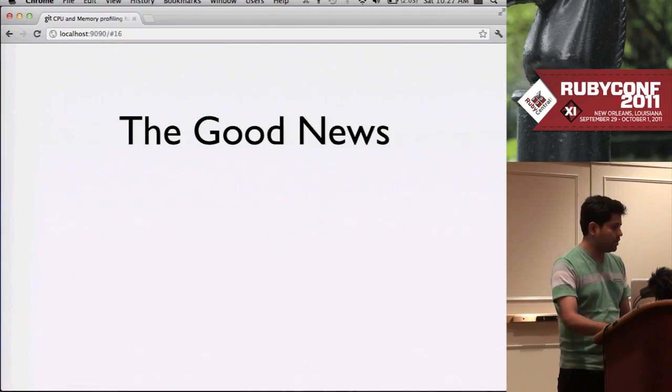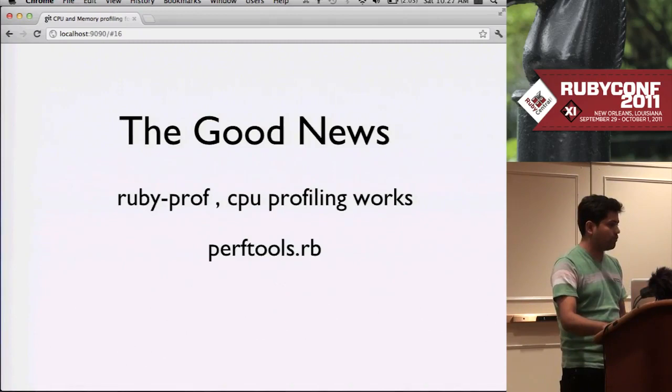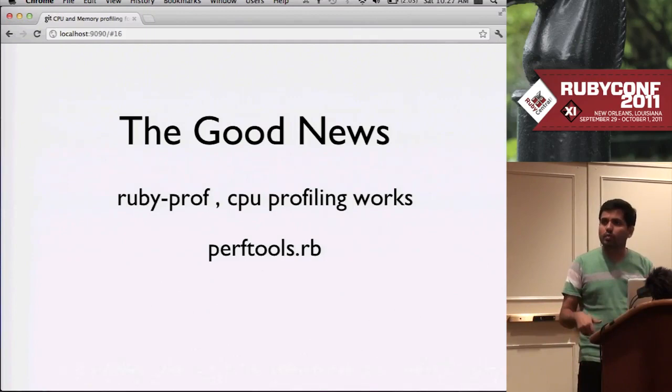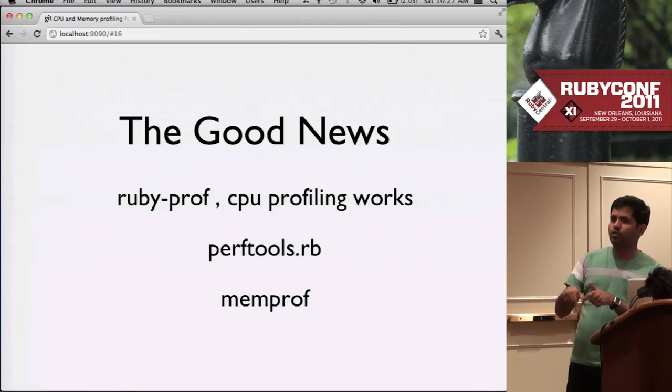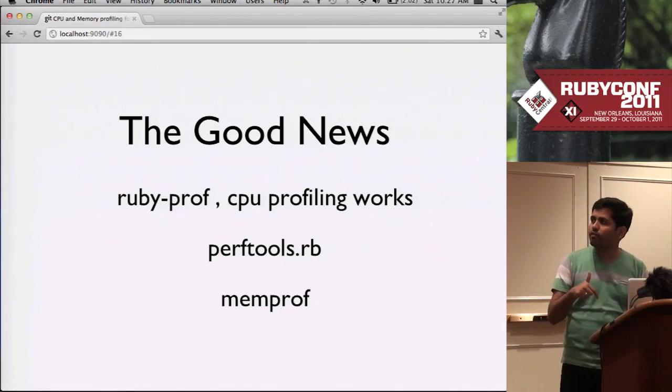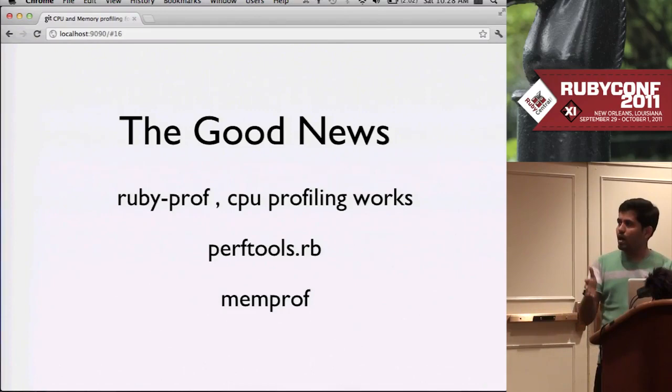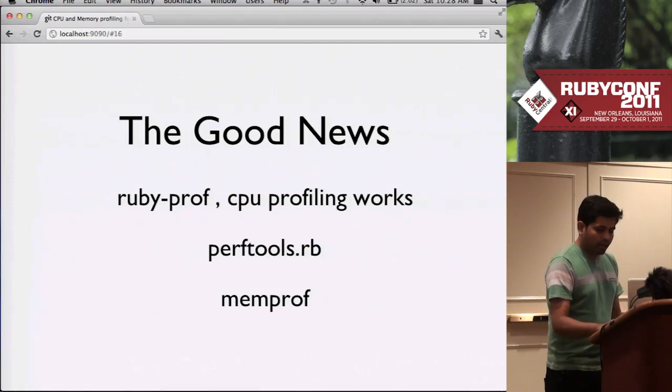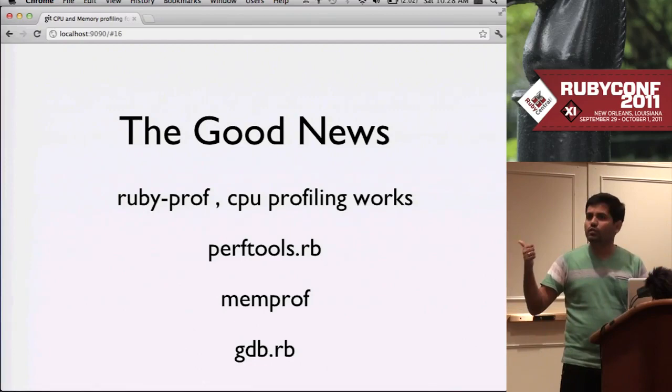The good news is at least CPU profiling works for Ruby when you're using ruby-prof. perftools.rb, which is written by Aman, works great with 1.9. I'm going to show you how to use perftools to profile your Ruby and Rails applications. Memprof, for this conference, I've been hacking for a while, and I have ported Memprof to completely work on 1.9. So hopefully I'll be releasing that as a gem and see how it can be merged upstream. But I'll show you how to use Memprof with 1.9. And gdb.rb, another project written by Aman, can be used for memory profiling of 1.9 applications.